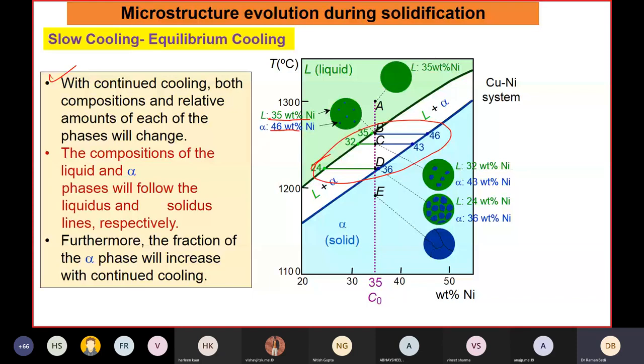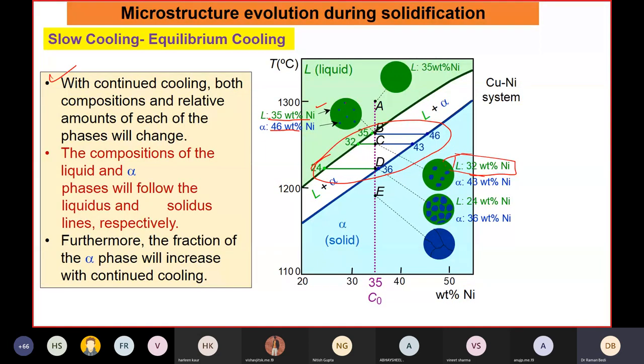Nickel atoms, if I'm only talking about nickel here, here there are 35%, here there are 32% in liquid, which means from liquid they have gone into the solid, there is a movement taking place. That movement of nickel atoms will require diffusion. It is happening because of diffusion, and it will need some time.